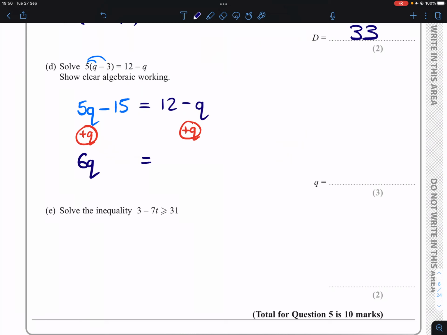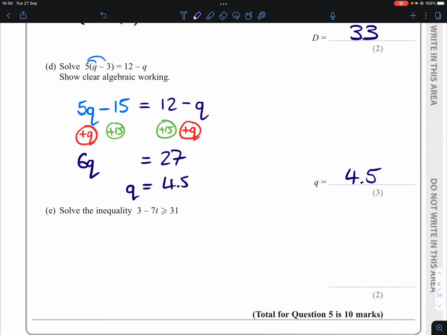Whether or not you choose to take 2 steps for this, or you can do it in one like what I'm about to do, because we want our letters on the left, we do not want that spare number there on the left. So I can add 15 to both sides in order to make that cancel. So it's kind of like a 2 for the price of 1 here. If we do that, we'll end up with 27 on the right-hand side. And if we divide both sides by 6, we're going to end up with 4.5, or 9 over 2 if you want to write it as a simplified fraction.